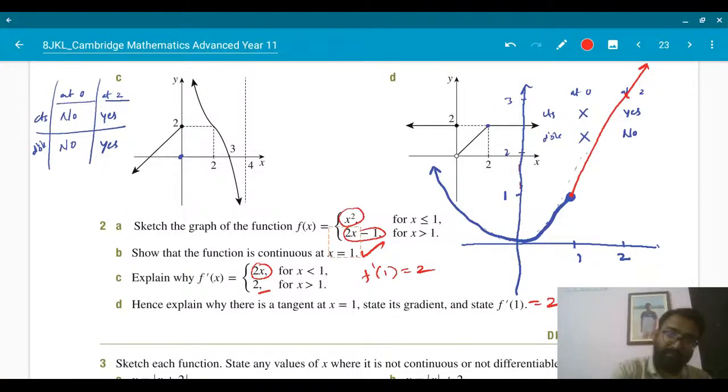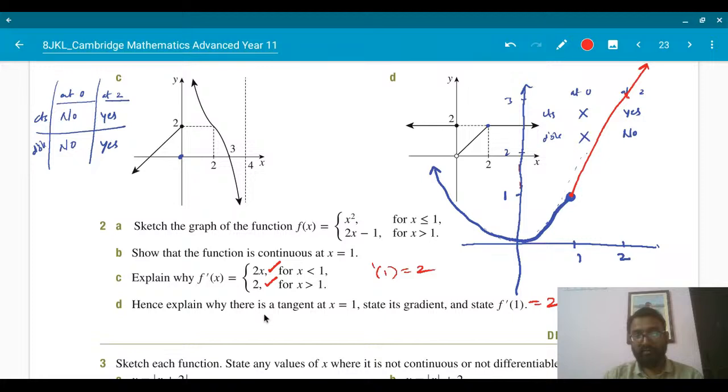I will explain once again. See here, less than or equals to, keep less than only. At less than, x square derivative is 2x. Greater than 1, 2x minus 1. Its derivative is 2.